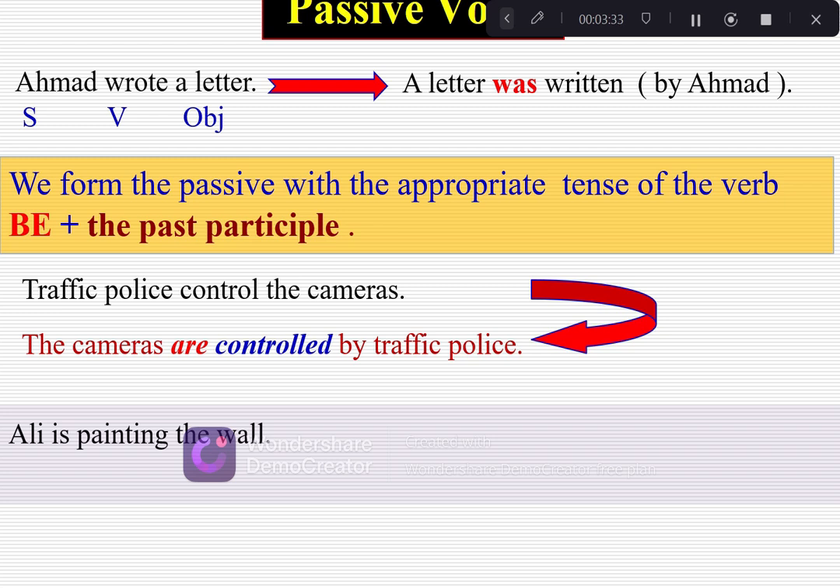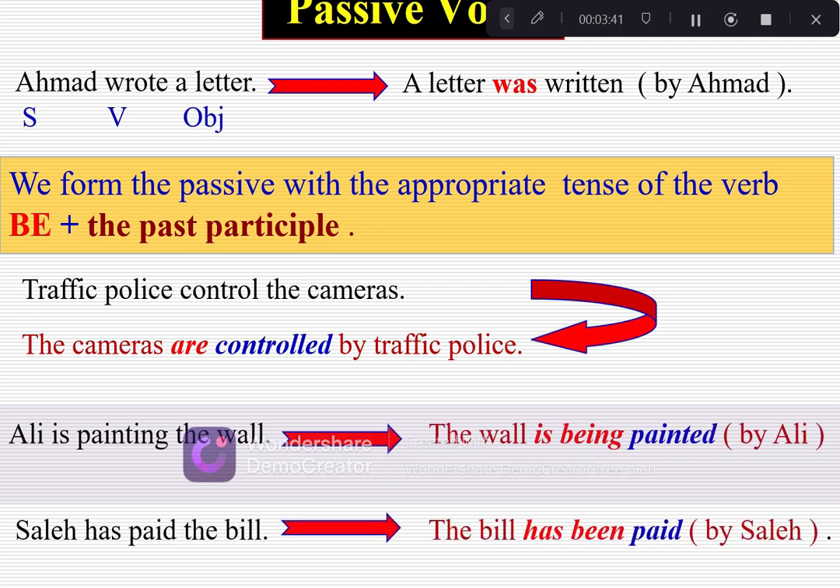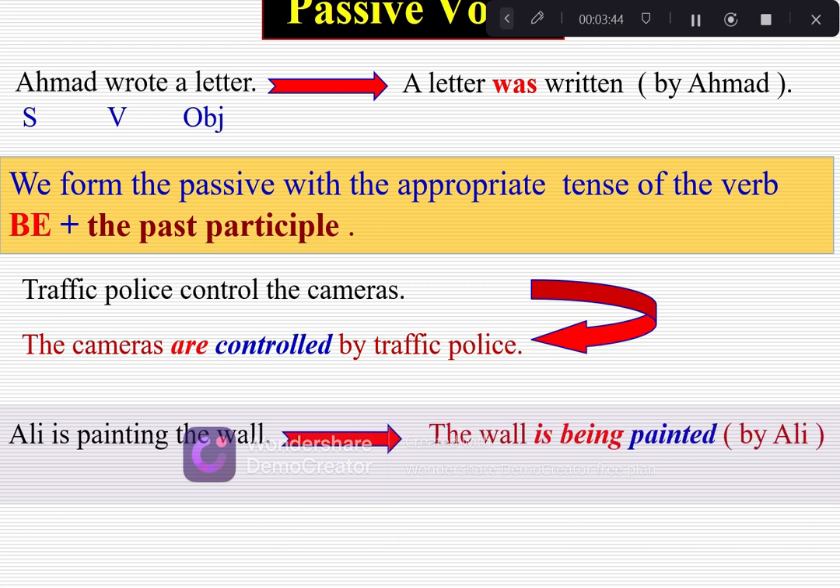Another example, Ali is painting the wall. Ali is the subject. The tense is present continuous, so the sentence will be changed to: The wall is being painted by Ali. You can notice here that we put the verb to be is because the tense is present continuous, and the new subject, the wall, is singular. So we put: the wall is being painted by Ali.